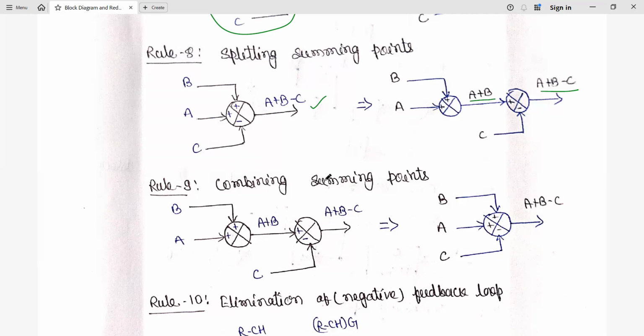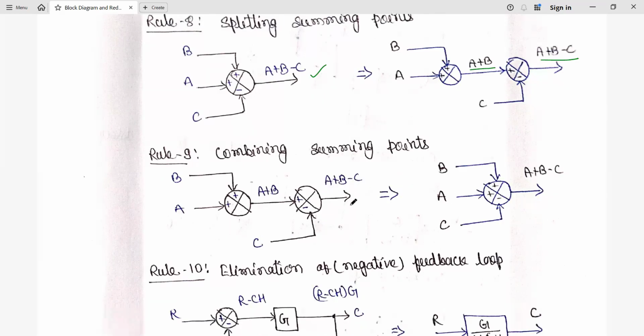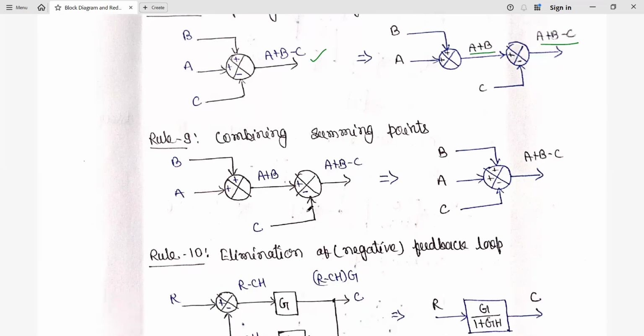Rule number 9 is about combining the summing points. Two summing points are combined together. Okay, so that again you see the effect here. We have to take the appropriate sign where we have plus and minus.